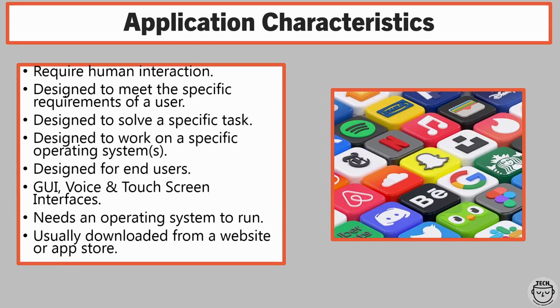An application's characteristics are that it requires human interaction. You're usually interfacing with some form of interface. It's designed to meet the specific requirements of a user, to solve a specific task, to work on a specific operating system. With end users in mind, it may use GUI, voice or touchscreen interfaces. It needs an operating system to run, and they're usually downloaded from a website or an app store.